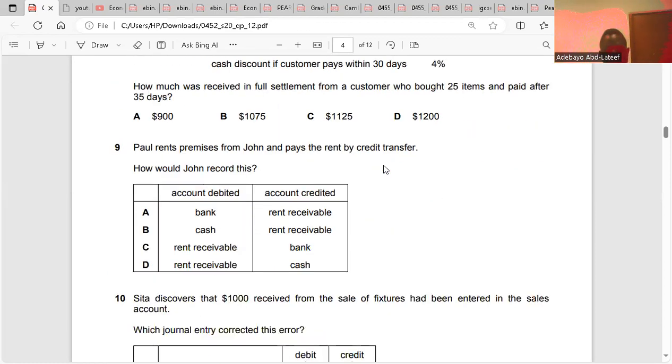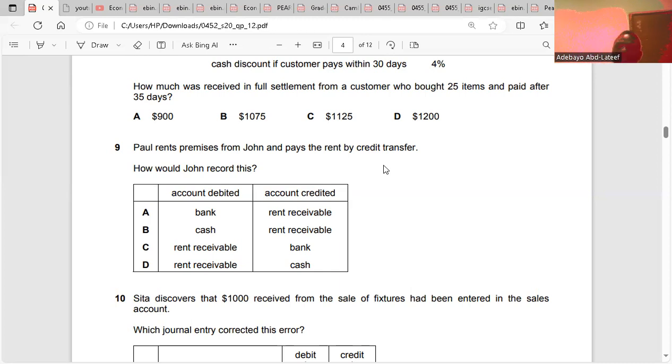Question 9. Paul rents premises from John and pays the rent by credit transfer. That's through a bank transfer. So how would John record this transaction? John has been paid. Paul rents it. So John would have received that cash through the bank transfer. So John's account in the bank will be debited. And the rent receivable will be credited. Paul will be credited. Is it clear? Do you get it or not?